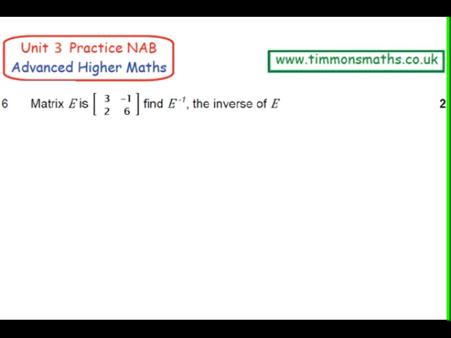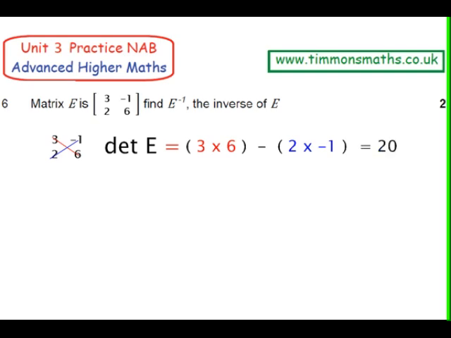We're asked to find E inverse, the inverse of the 2 by 2 matrix E. First of all, we find the determinant of E. Now the determinant of E is the product 3 times 6 minus 2 times minus 1. So that is 18 minus 2 times minus 1 is plus 2, so that will give us 20. Det E is 20.